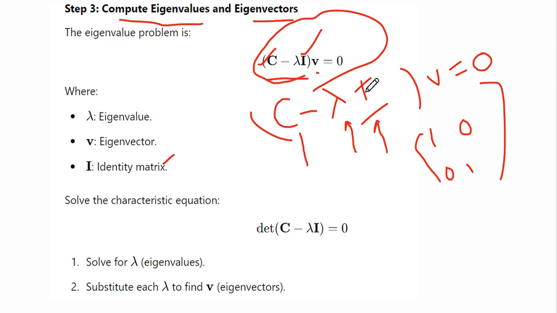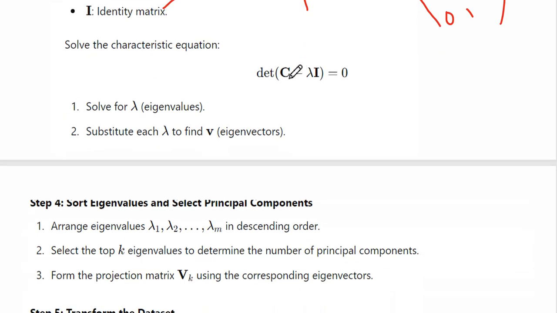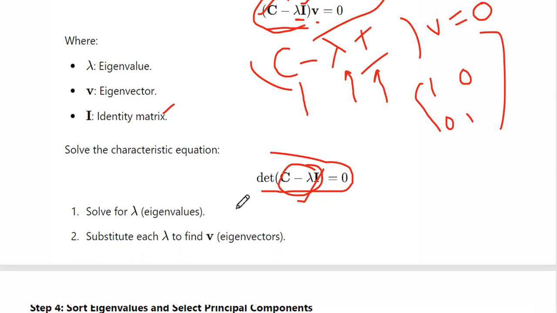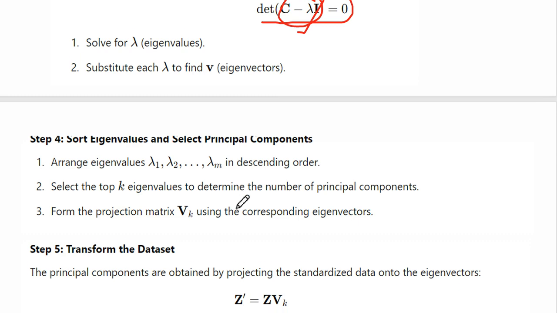So before calculating eigenvectors, first we have to calculate the lambda values. Lambda means eigenvalues. To find the eigenvalues, we use the equation det of (C minus lambda I) equals 0. We have to calculate the determinant of C minus lambda I. Then we get the lambda values, that is called the eigenvalues. Clear? So in this example, you can understand how to calculate eigenvalues, eigenvectors, covariance matrix, all those things.